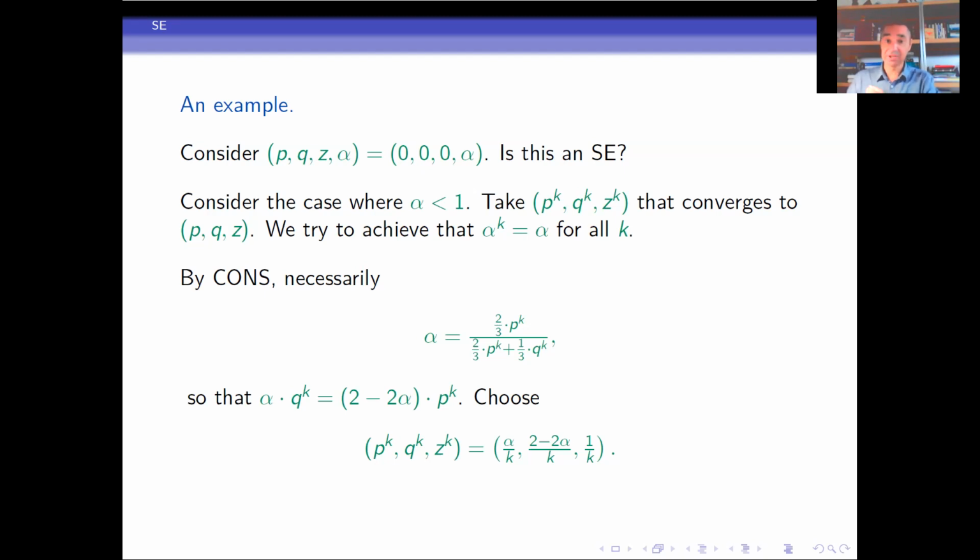And sequential rationality is something that we would have to check officially, but because we started with a perfect Bayesian equilibrium, we already know that this profile, this assessment satisfies sequential rationality, so we don't need to check it a second time.